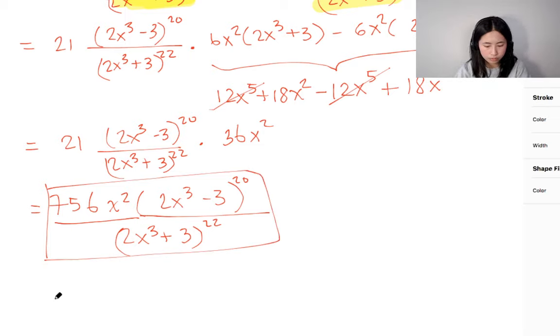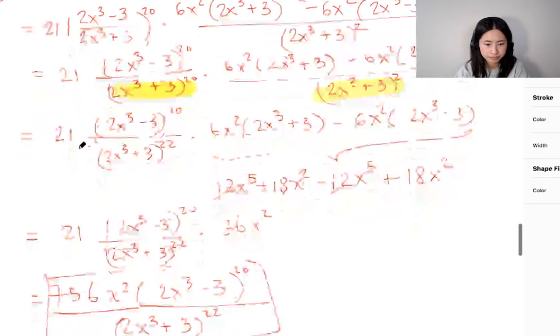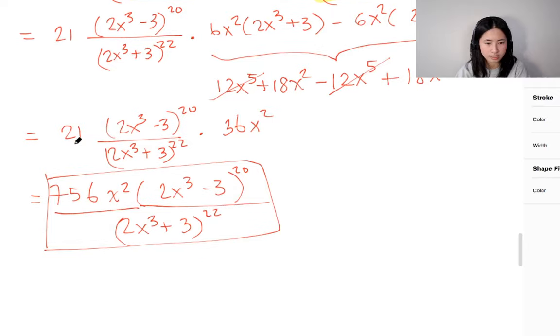So we've done x squared, making sure we didn't leave anything. Okay, great. So that's our final answer: 756 x squared times (2x cubed minus 3) raised to the power of 20, over (2x cubed plus 3) raised to the power of 22. Great.